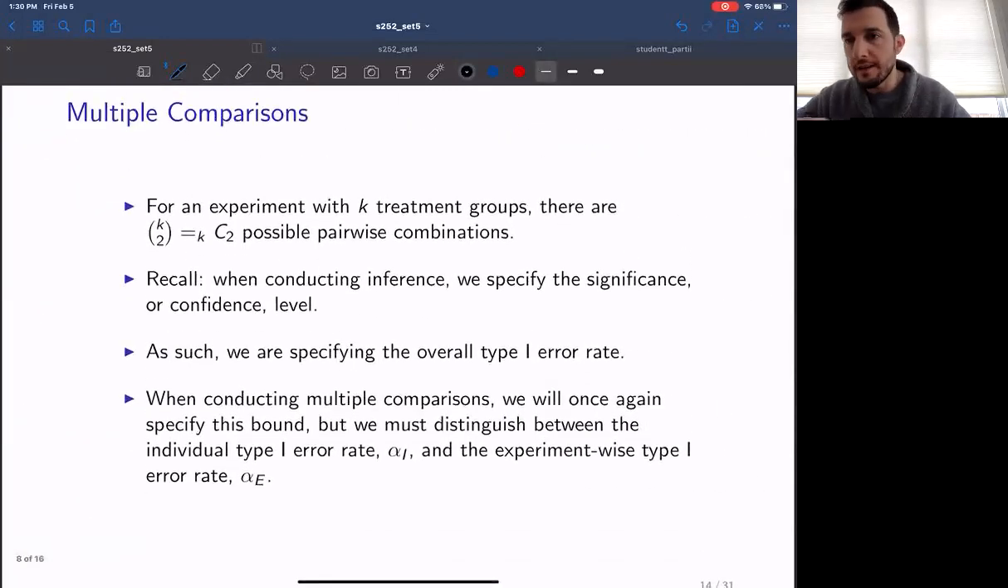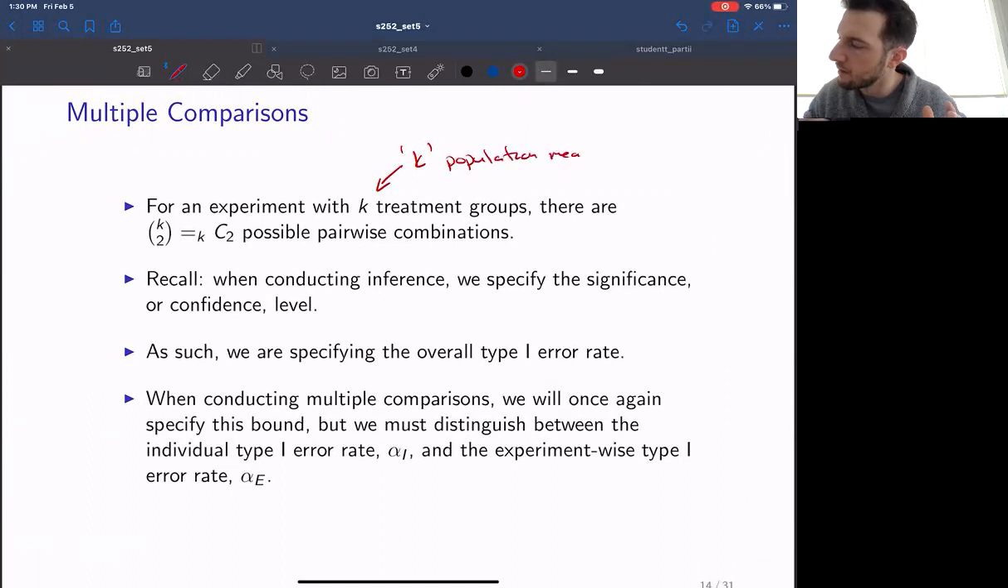So for a data set with K treatment groups, or with K population means, there are K choose 2 different possible pairwise comparisons. Okay, and that's just our combination rule. Not something we really need to focus on, but just to emphasize the point, the more population means you have in an experiment, the more pairwise comparisons you have to consider.